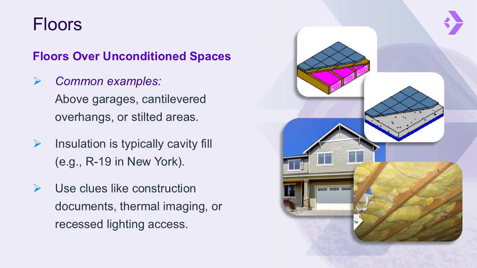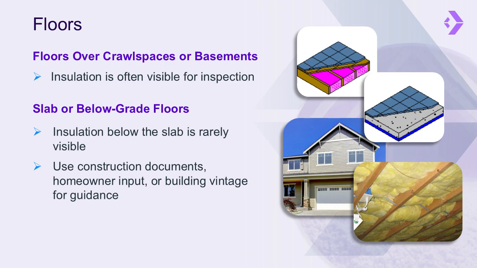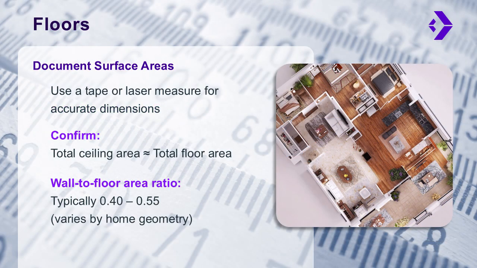R19 cavity fill is quite common in New York for these surfaces, but again, look for construction documents. Overall assembly thickness, thermal imagery, access points with recessed lighting, or other clues can guide you to what's really in the assembly. If you're modeling a floor over an unconditioned crawlspace or basement, you can typically visually inspect the insulation and determine its total R value. For slab floors, or below-grade floors, you typically can't see if there's insulation below the slab. Again, consult construction documents if available, talk to the homeowner, and consider when the home was built to help guide you. For each of these, you're also documenting the surface areas of each assembly type.